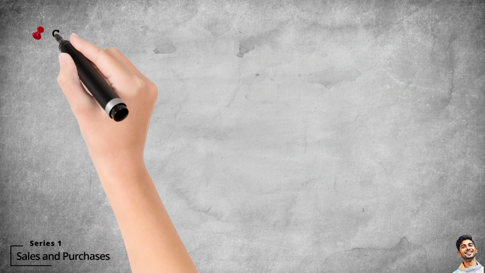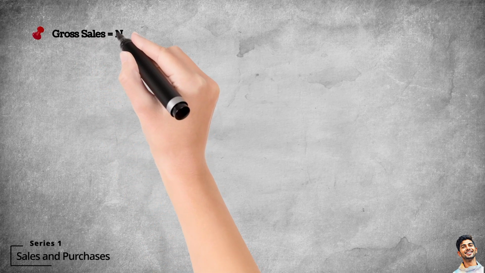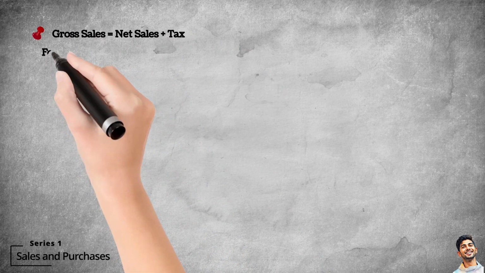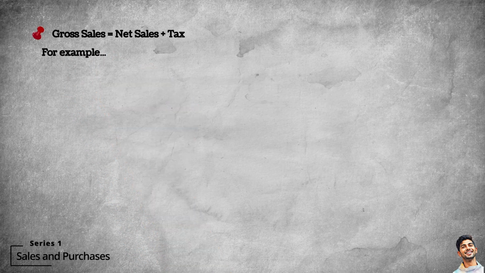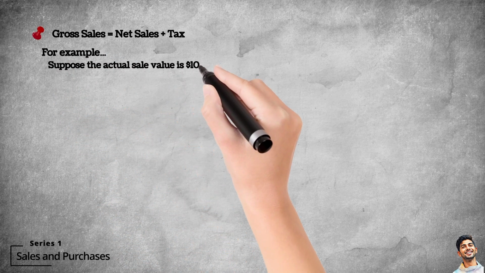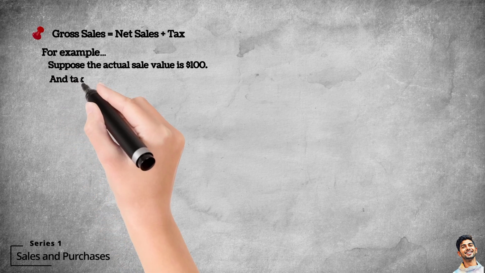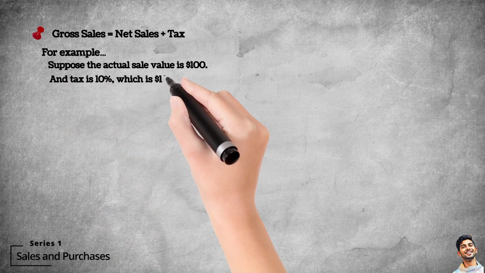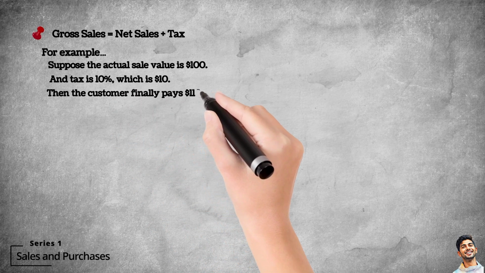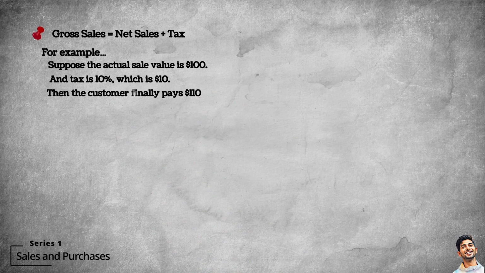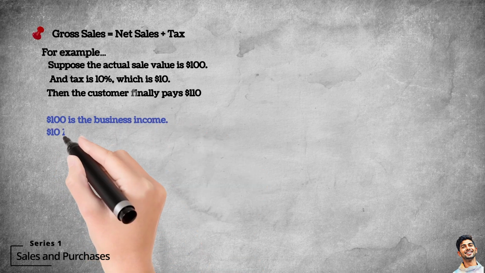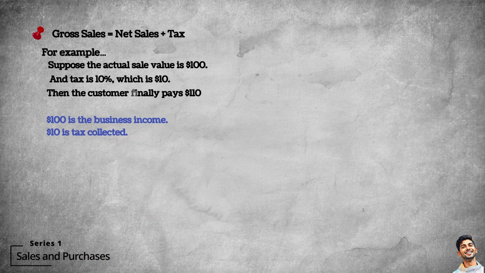Now remember this. Gross sales is equal to net sales plus tax. For example, suppose the actual sales value is $100 and the tax is 10%, which is $10. Then the customer finally pays $110. So $100 is the business income, $10 is the tax collection.